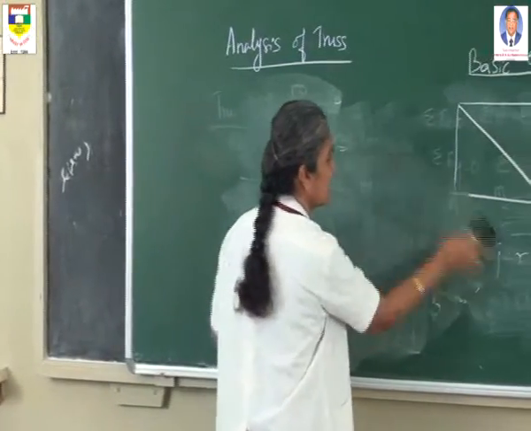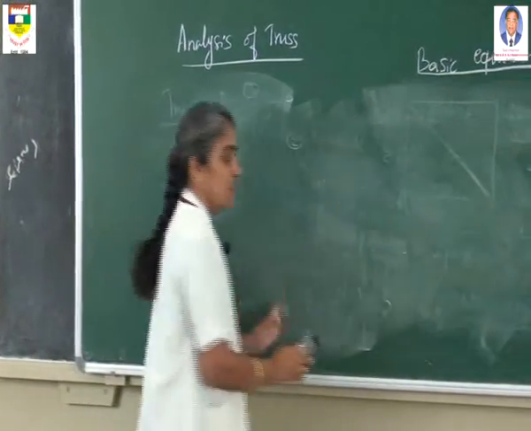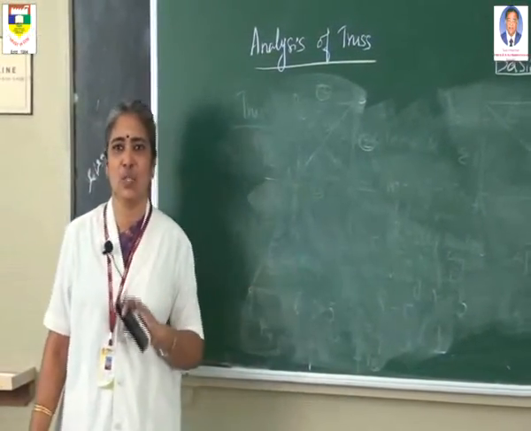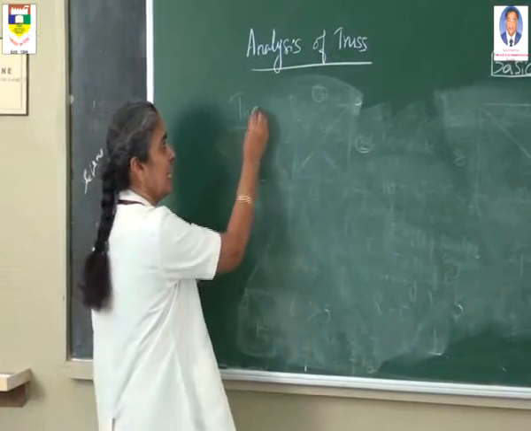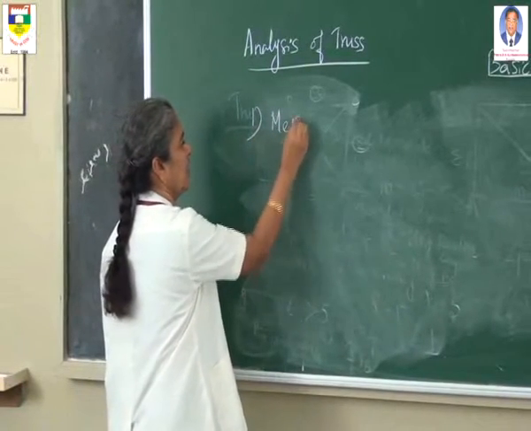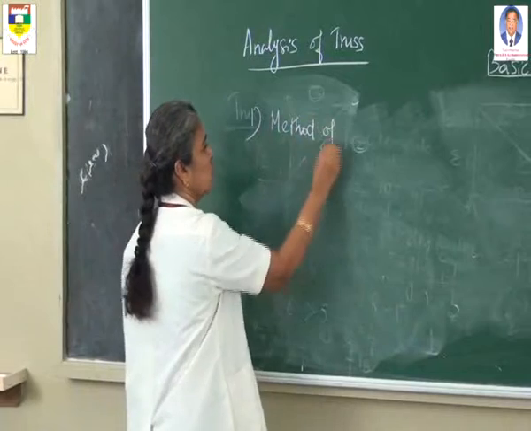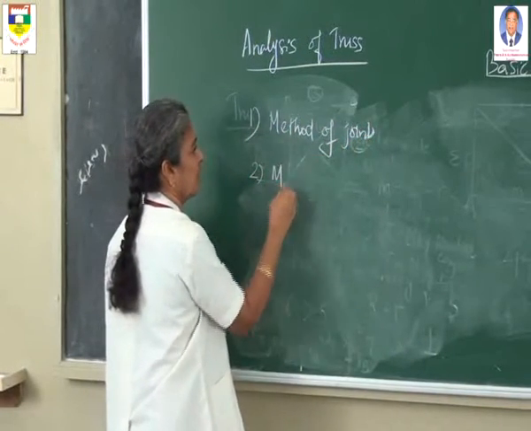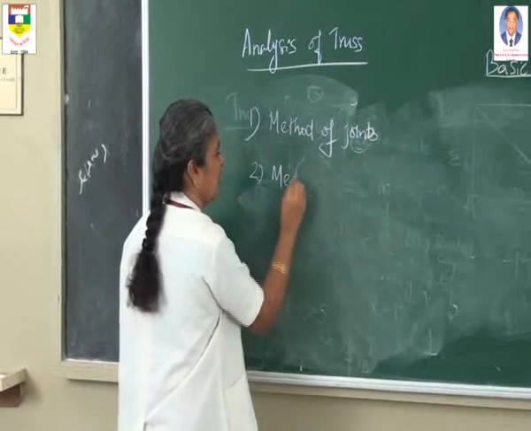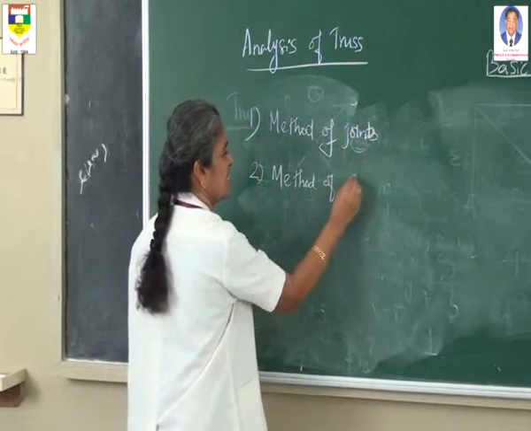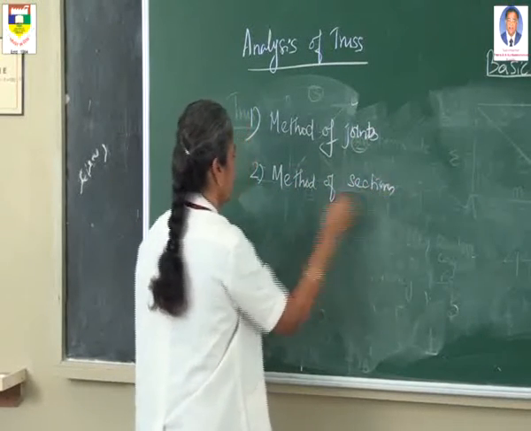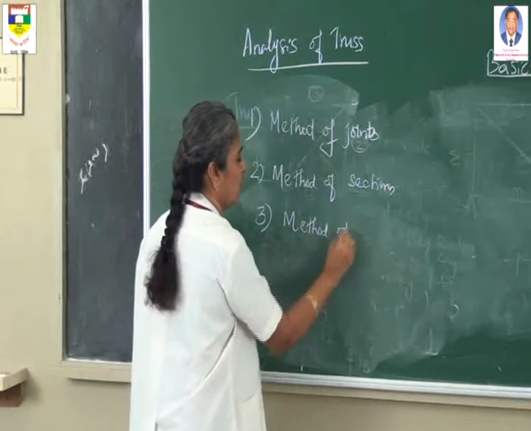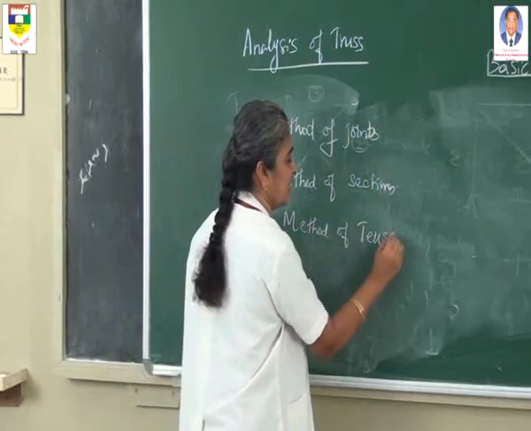So, after determining this indeterminacy, we have to go for the basic analysis of the structure. In the basic analysis of the truss, there are 3 methods followed. One is called method of joints. Second one is called method of sections. Third one is called method of tension coefficient.